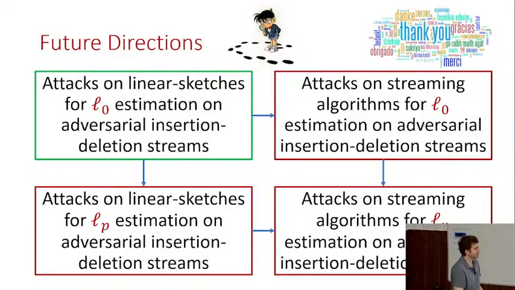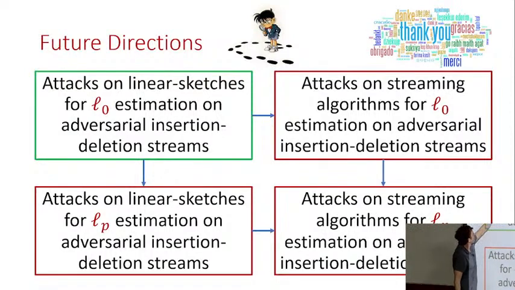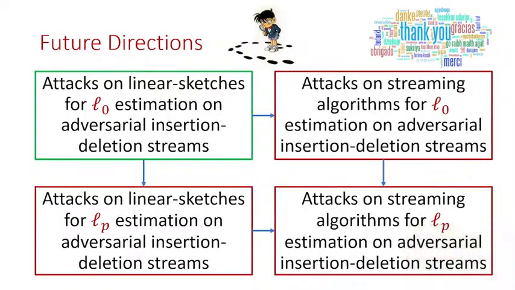There are a lot of nice questions here. So the attacks we have are for linear sketches. This is the last slide. So this is what we showed in this work. They can break L0 estimation. We actually have some recent work in submission that can break linear sketches for Lp estimation on insertion and deletion streams, now with finite bit complexity. These two results are for linear sketches.